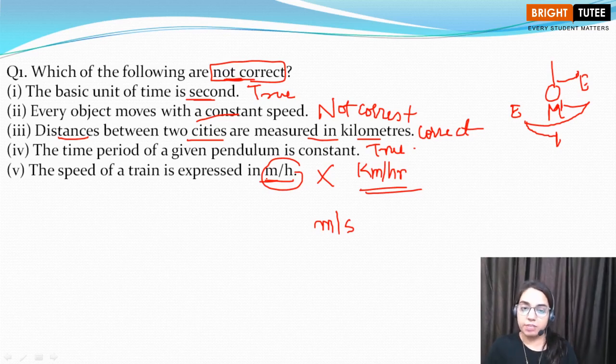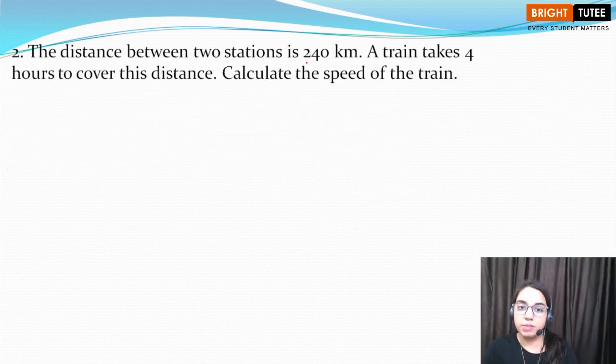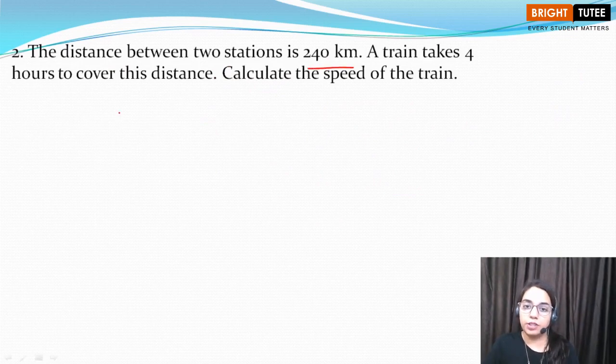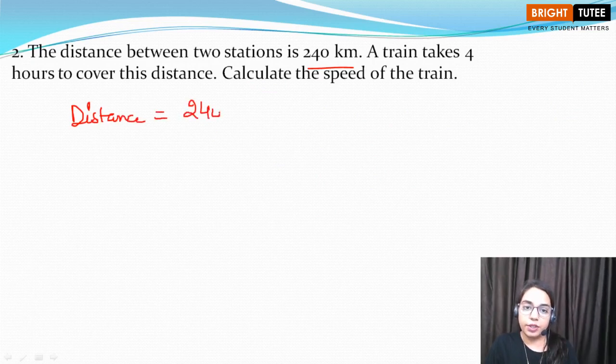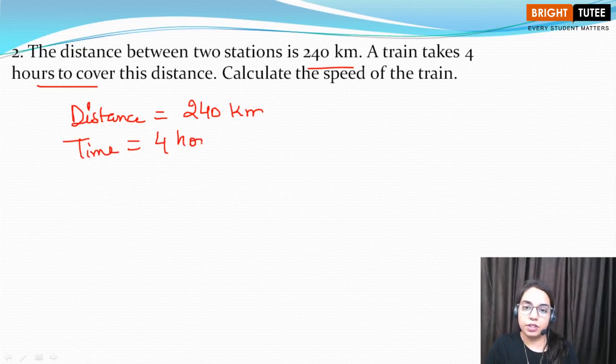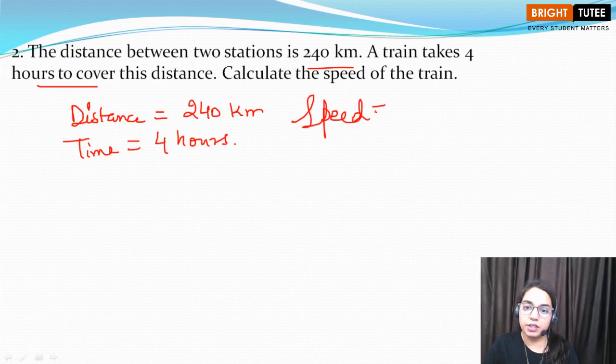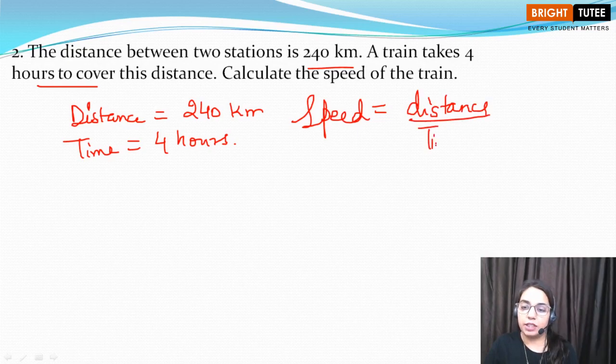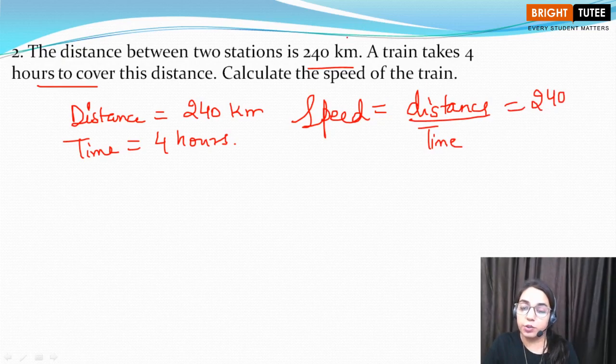Let's move ahead to the next question, which is, the distance between the two stations is 240 kilometers. So children, a train takes 4 hours to cover this distance. So time taken is 4 hours. You have to calculate the speed of the train, and we know the formula for the speed is distance upon time. Distance divided by time taken, which is, distance is 240 kilometers. First we have to check whether the units are correct or not, kilometers and hours. So we can use them as such.